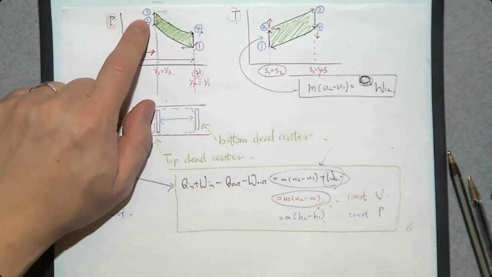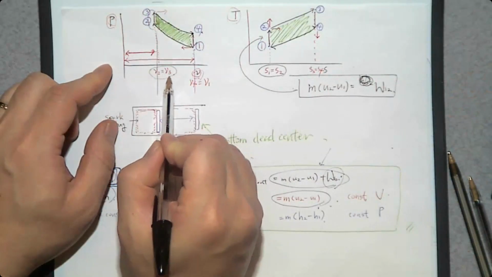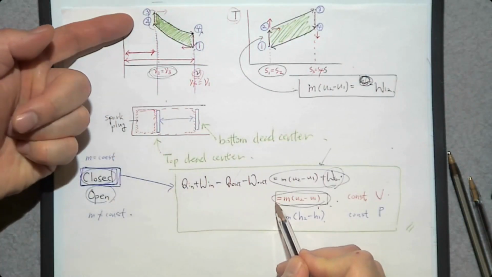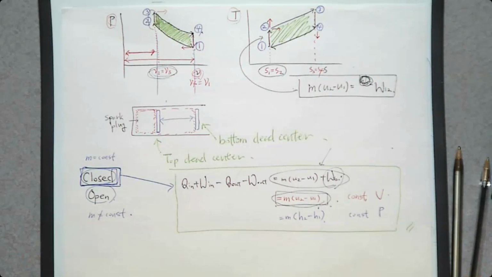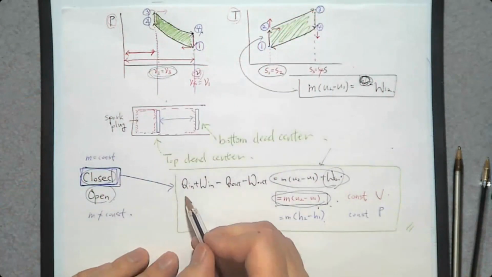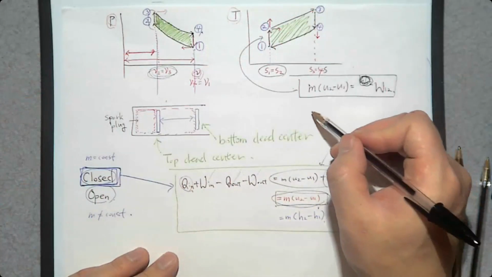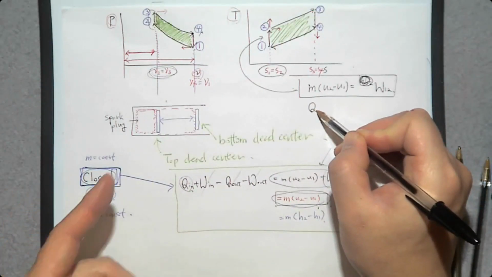What about process 2 to 3? It is a constant volume process, so we can use this equation. In this case, there is a heat addition. So heat is added between 2 and 3. So we have Q in, and we can neglect the other 3. So the energy balance equation is going to be Q in, but it is between 2 and 3.